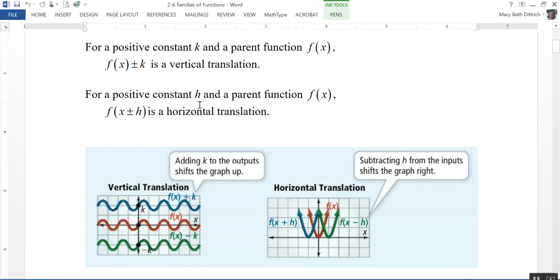And for a positive constant h and the parent function f of x, f of the quantity x plus or minus h is a horizontal translation. So in other words, if it is on the inside, it is going to move it left or right. Now this is a little different. If it's an x minus h, so let's say an x minus 1, it's going to move it to the right. If it's an x plus 1, it moves it to the left. Your horizontal translations always look a little bit different from what you might think it would be.